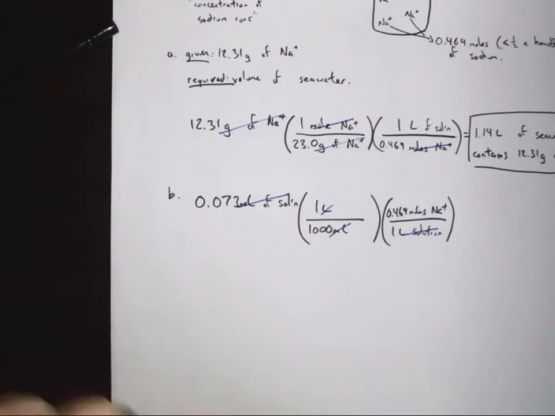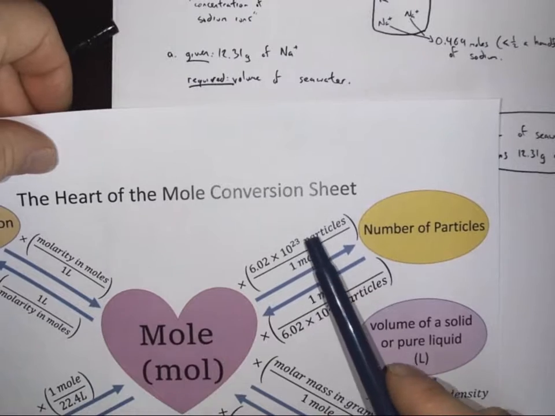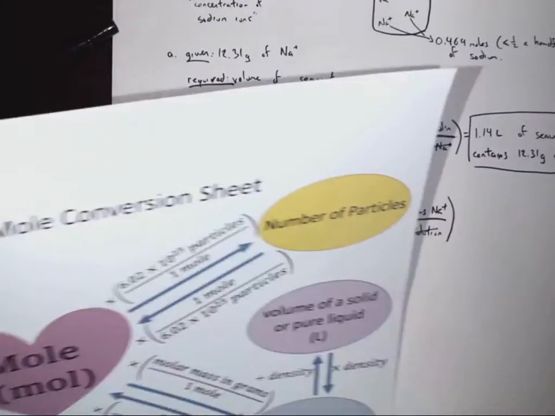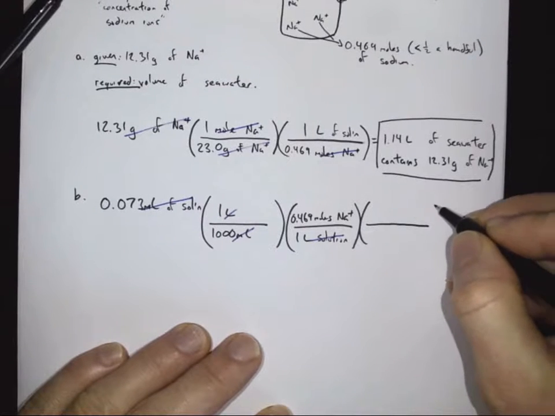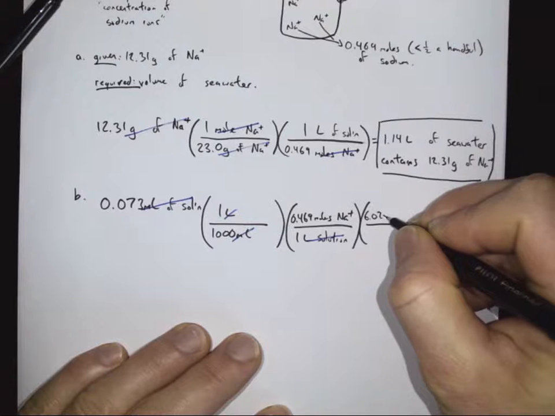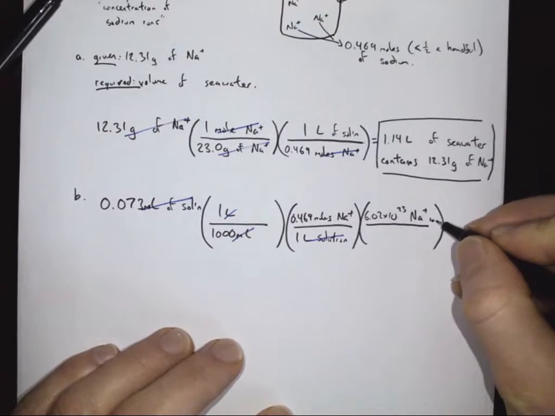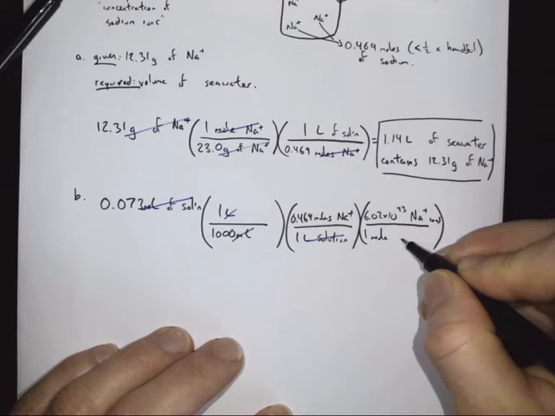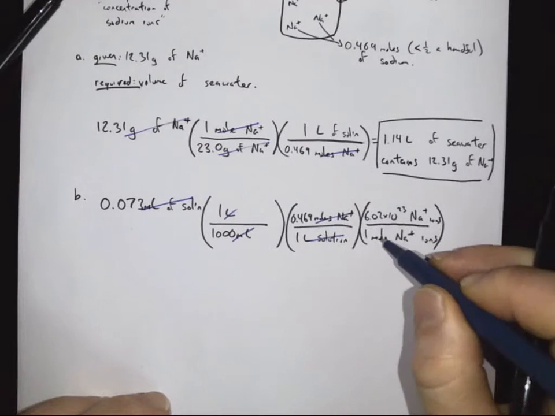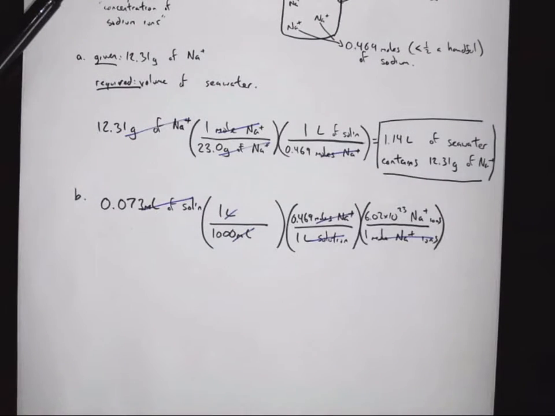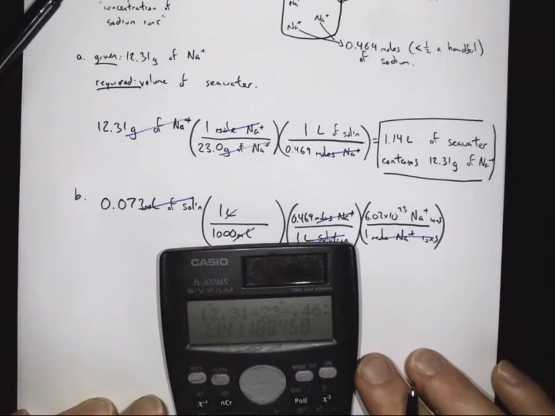We've got moles now, and we want to find how many sodium ions. So there's 6.02 times 10 to the 23 sodium ions in a mole of sodium ions. That's our last step. So 6.02 times 10 to the 23 sodium ions in 1 mole of sodium ions. Our moles of sodium ions cancel out, and we'll get some number at the end of the day. We'll just punch that into our calculator here.